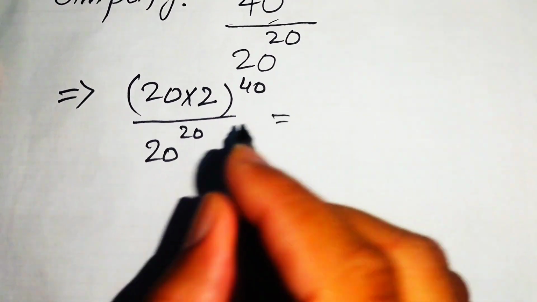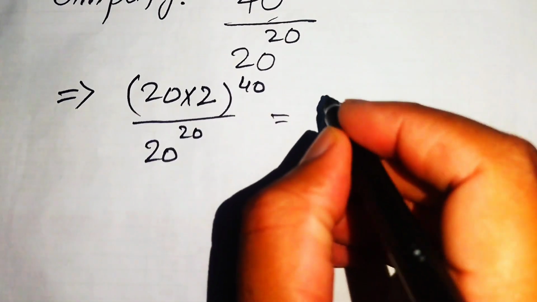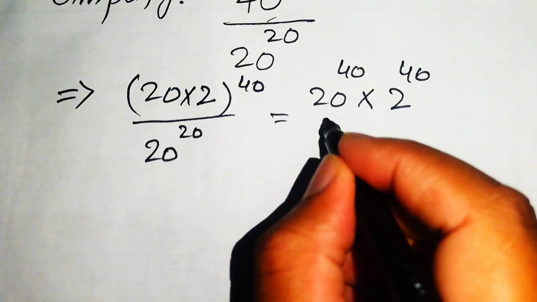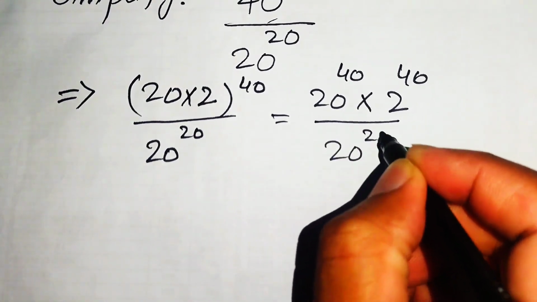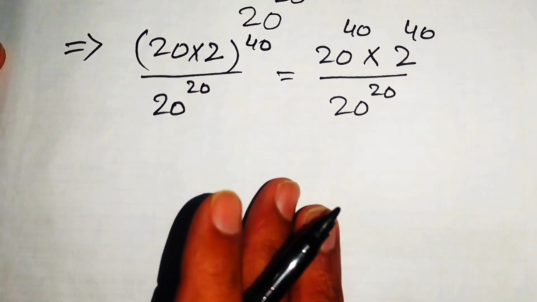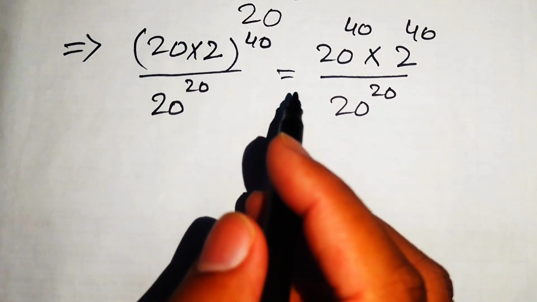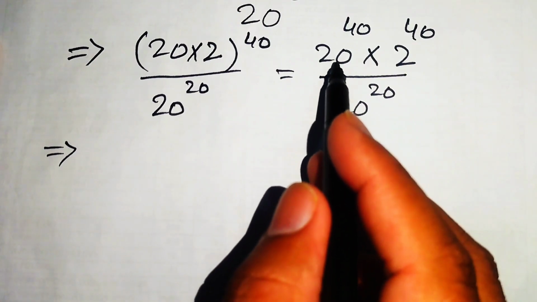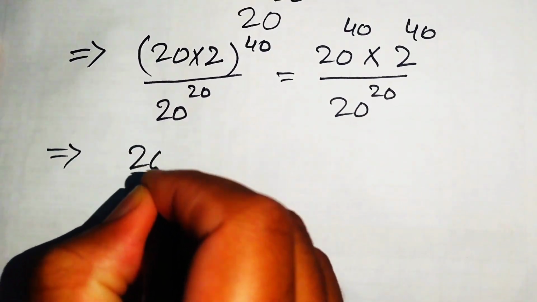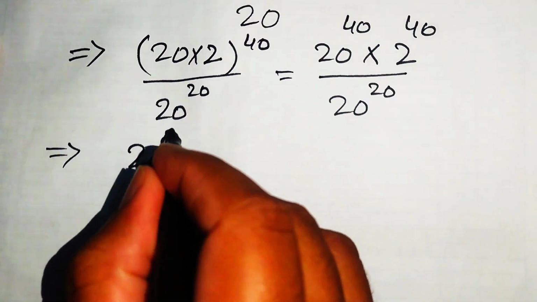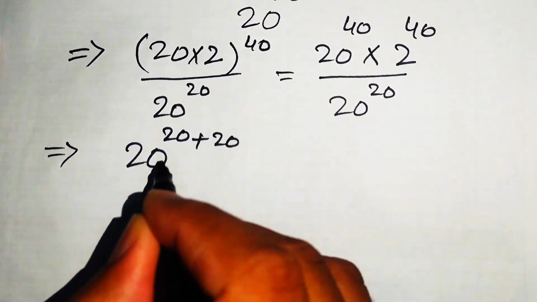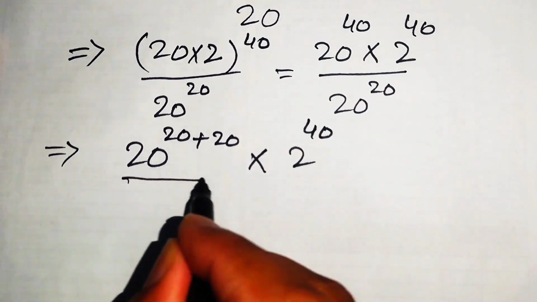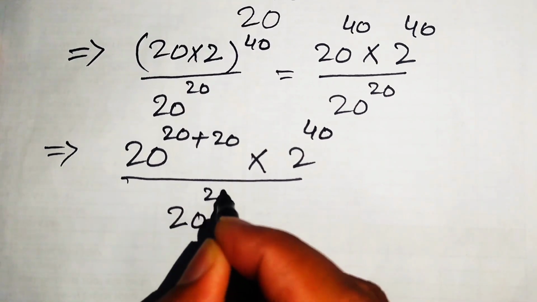And now we just separate the exponent on both of these terms, and we write it as 20 to the power of 40 multiplied by 2 to the power of 40, and it is divided by 20 to the power of 20. And now in the next step, we again break the exponent of this 20, because the exponent of this 20 is 40, and we write it as 20 to the power of 20 plus 20, because 20 plus 20 becomes 40, multiplied by 2 to the power of 40, and this whole term divided by 20 to the power of 20.